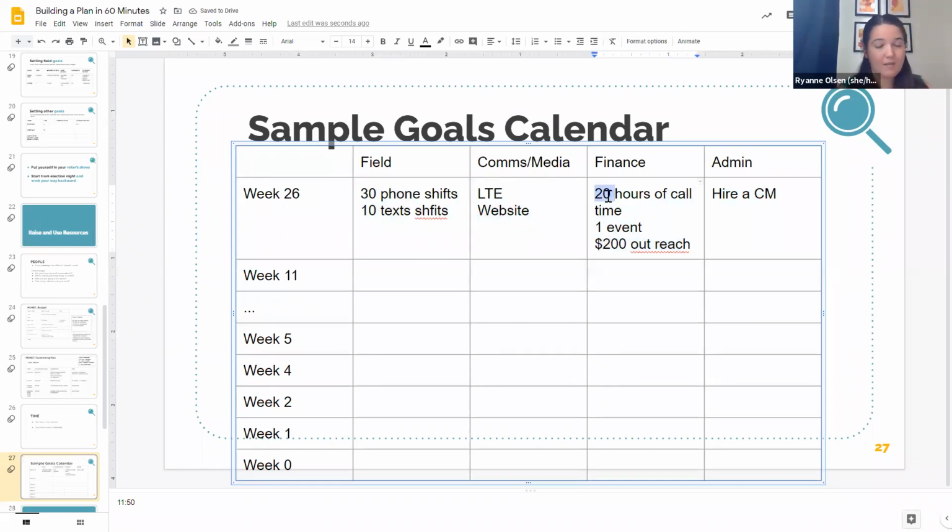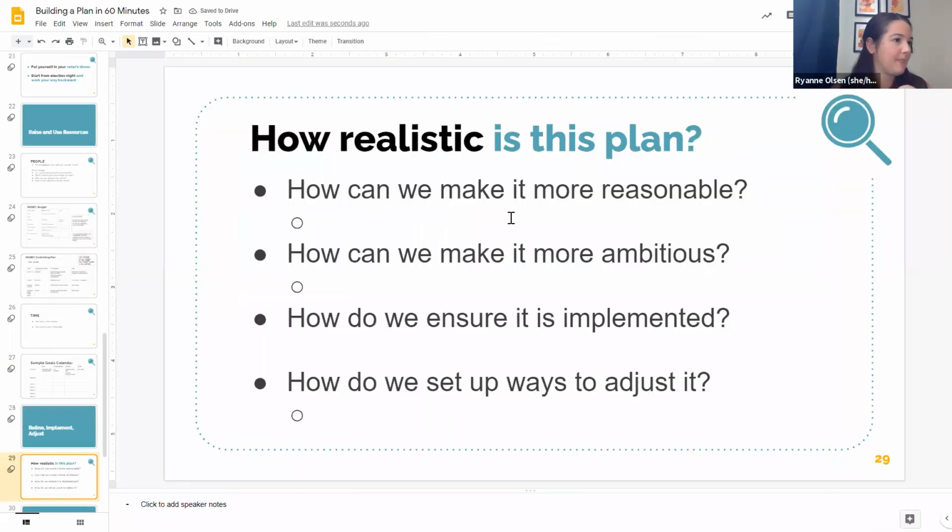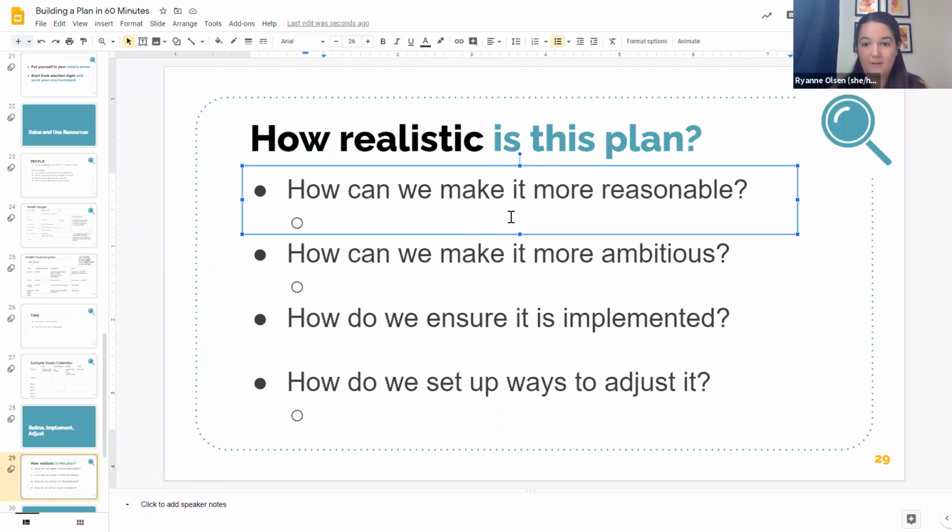So then we need to be thinking about like, okay, how can we do this for less money, right? How can we maybe do 2 pieces of direct mail instead of 3? How can we do 10 social media posts instead of 15? Maybe we can do a part-time campaign manager instead of a full-time campaign manager, something along those lines. But this is a way for us to check to make sure that this is a plan we can actually implement. So we think about how we can make it more reasonable if we need to.